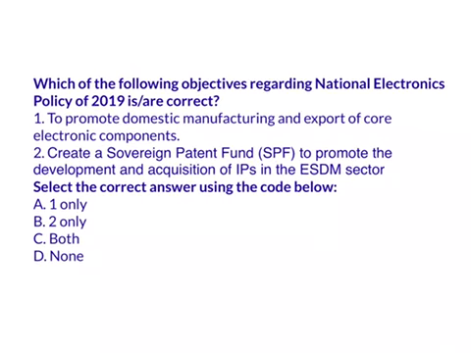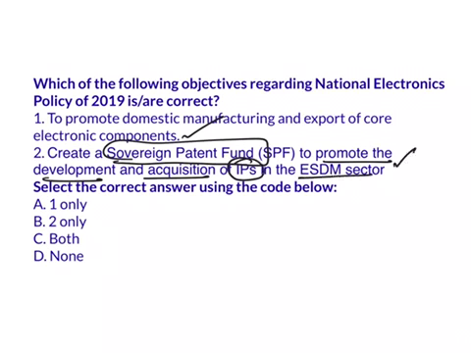First, let us see the answers for the questions from our yesterday's video. The first question is, which of the following objectives regarding National Electronics Policy of 2019 is or are correct? The first one is to promote domestic manufacturing and export of core electronic components from India. This statement is correct. The next one is to create a sovereign patent fund to promote the development and acquisition of intellectual properties in the ESDM sector. Even this statement is correct. Both of them are the objectives of this year's National Electronics Policy. So the answer here is C.